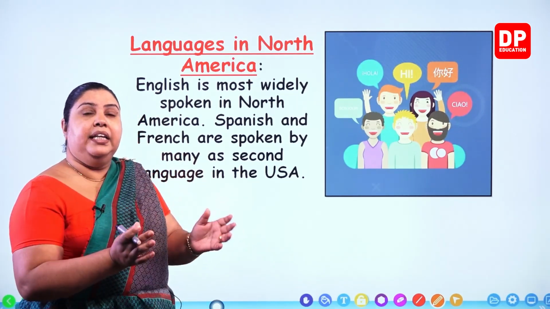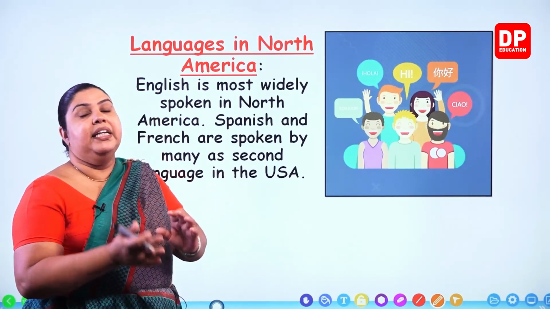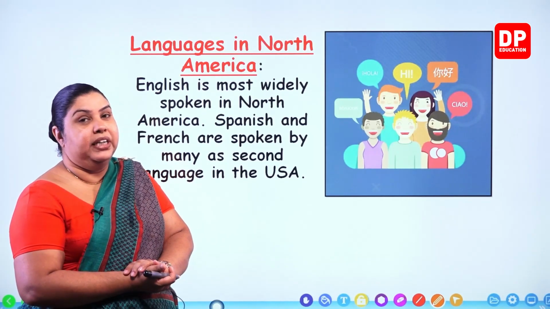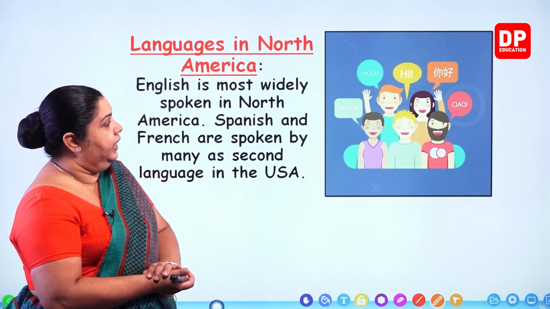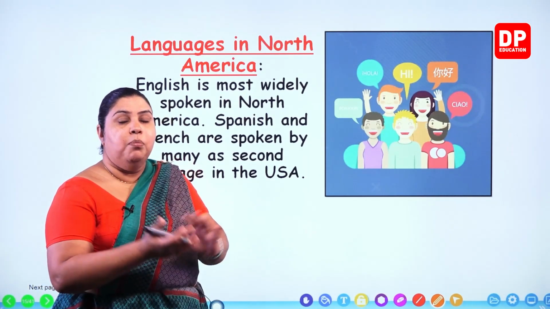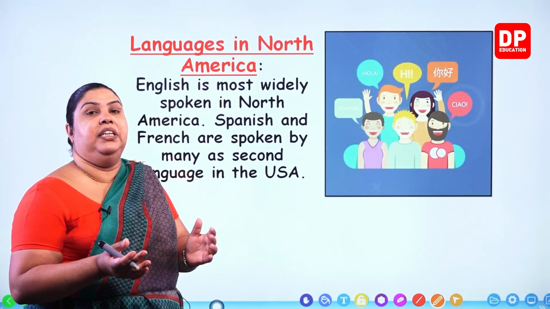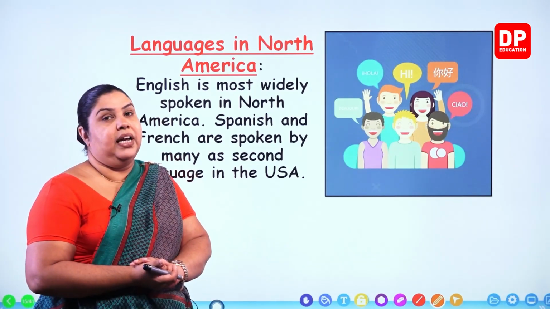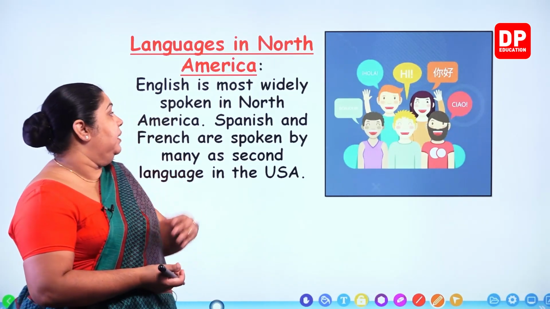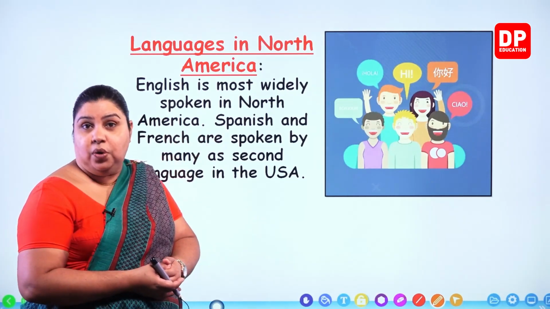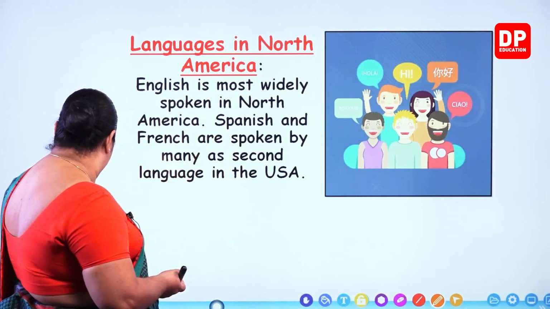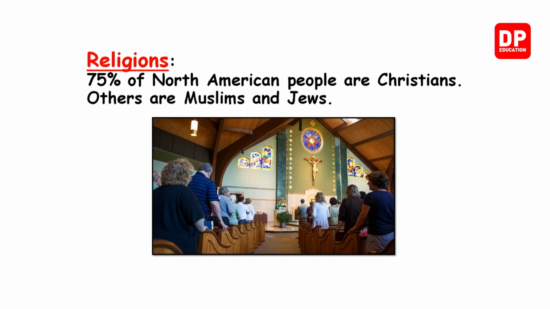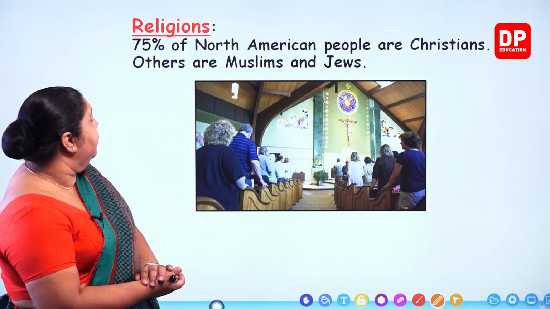So mostly English is the language that is spoken in the North American continent. ඒගොල්ලන්ගේ මව් භාෂාව පළවෙනි භාෂාව විදියට ඉංග්‍රීසි භාෂාවෙන් කතා කරන්නේ, but they use Spanish and French also as a second language. Then what are the religions? මොනවද පුතේ උතුරු ඇමරිකාවේ තියෙන ආගම් වර්ග?